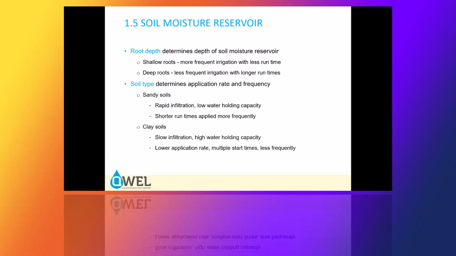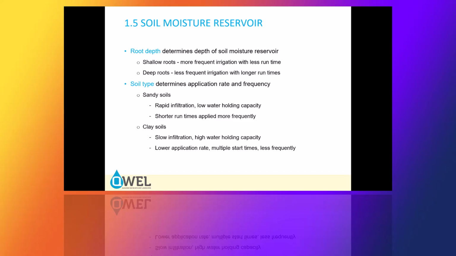In order to irrigate the root zone properly, the water manager must know the root depth of the plants within the hydrozone. Plants with shallow roots require more frequent irrigation with a less total run time, like turfgrass and annuals. Plants with deep roots require less frequent irrigation with longer run times, for example, large shrubs and trees. In order to achieve the required total run time, the use of multiple start times, like a cycle and soak, may be needed in order to minimize water waste due to runoff.